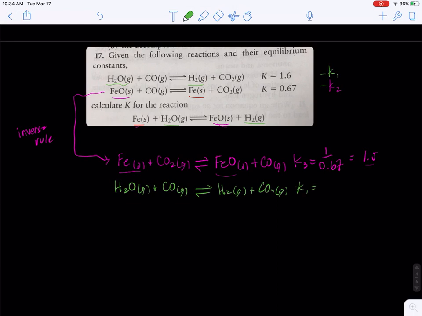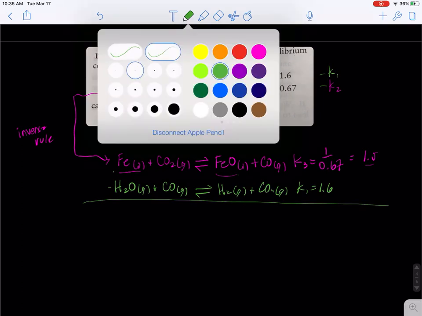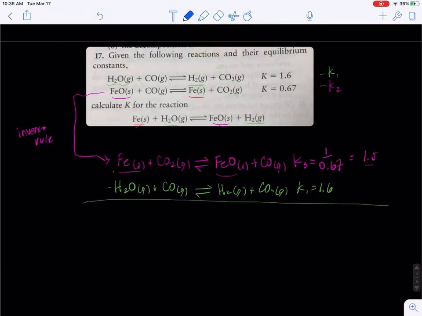And I'm just copying this down. So I have 1.6. Now what I've noticed is that if I add these two equations together, I'll get water and iron, both on the left, and I'll get iron oxide and hydrogen, both on the right. Okay, so let me go ahead and do that. Let me use different color ink here. So let's write all this out.